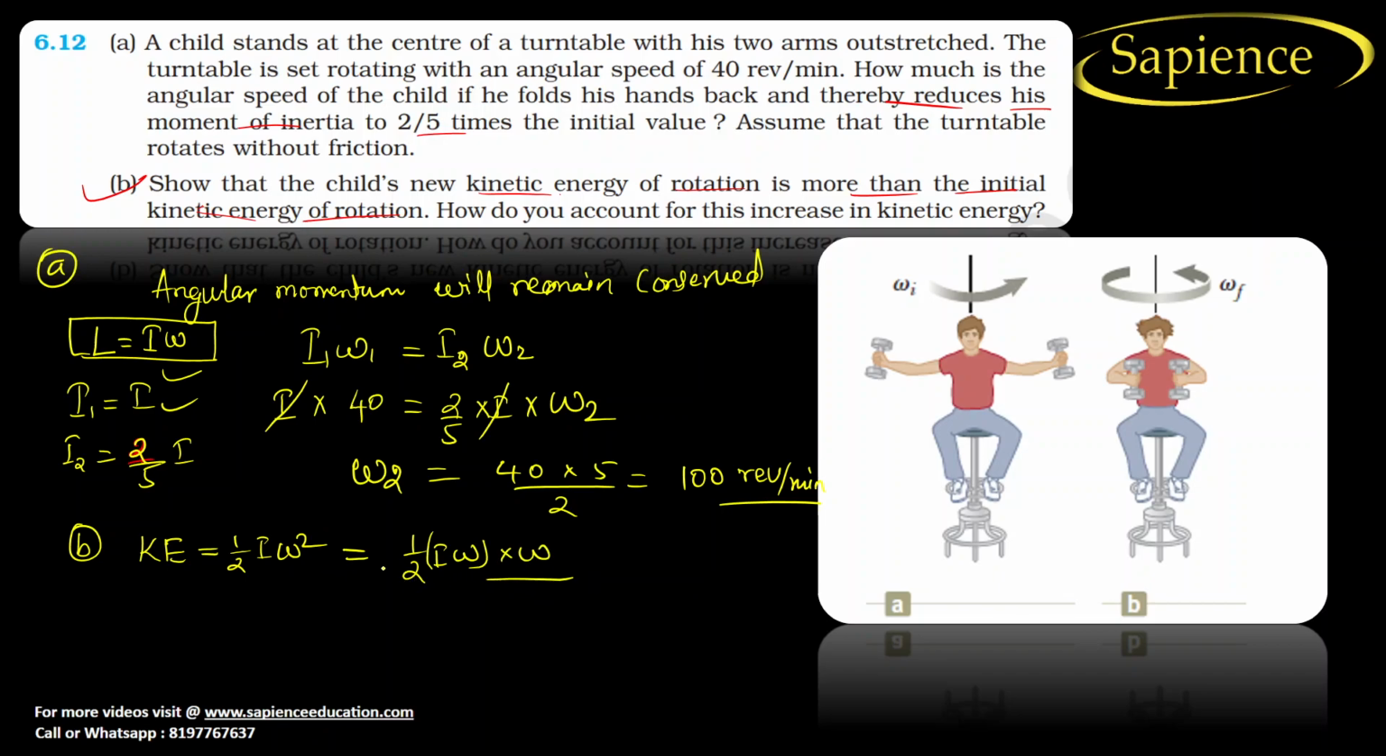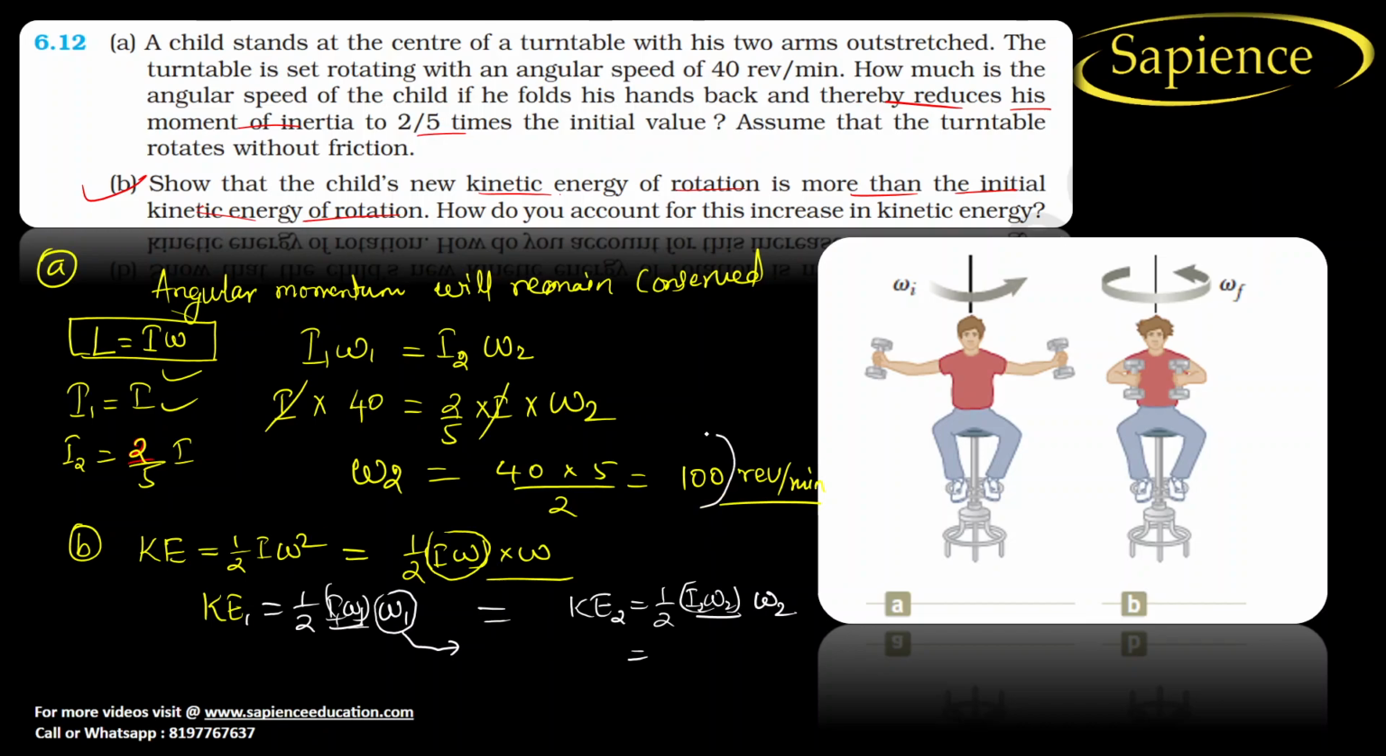Now let us consider that I omega will remain constant. The kinetic energy at the initial state, KE1, is equal to half into I1 into omega 1. Since I1 omega 1 remains constant, but this won't remain constant. What will happen if I talk about the kinetic energy at part 2, or the final state? It will be 1/2 into I2 into omega 2, which will remain constant. So I1 omega 1 is equal to I2 omega 2. But in place of omega 1, I have to put omega 2.